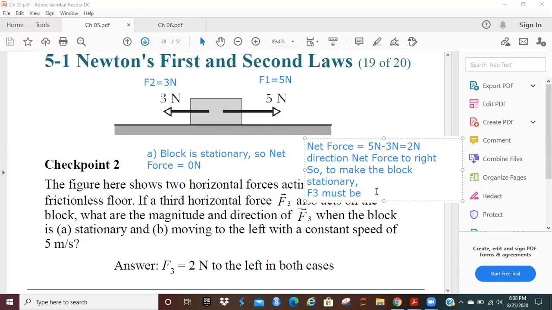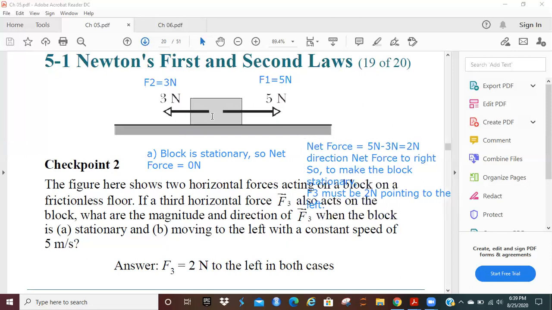Any idea? It's going to be 2 newtons, pointing which direction, left or right? Left. Should be pointing to the left. It is left. There we go.